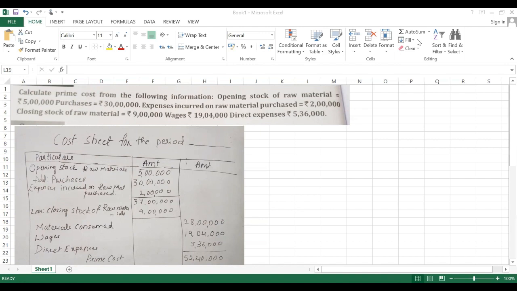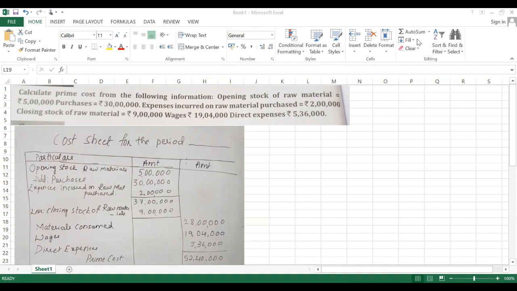So what you have to calculate? You have to calculate the prime cost. Just please open wherever you have written the format of cost sheet and just go through the first part, which is prime cost, calculation of prime cost. So what is that? The opening stock, add purchases, add any expenses you must have incurred for purchases, and less closing stock of raw material. What you will get? You will get the material consumed.